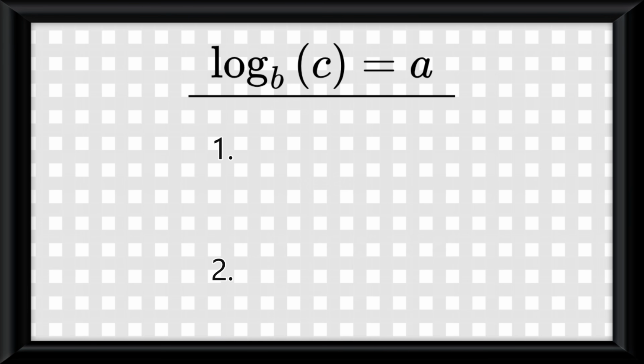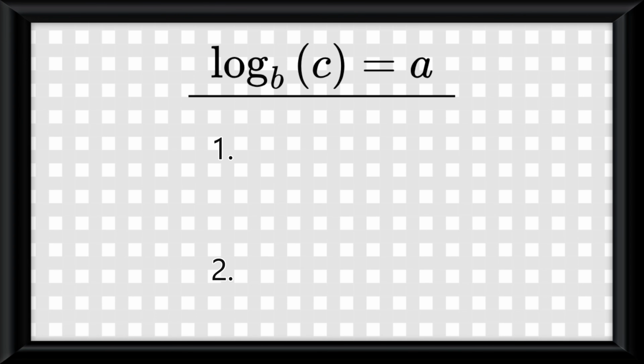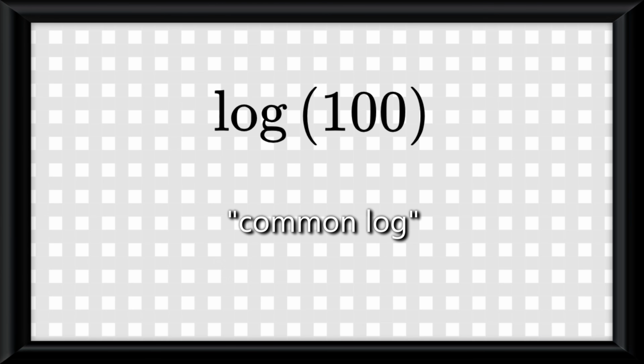There are two rules of logarithmic expressions. They are as follows. B has to be positive and b cannot be 1. And also, if you ever see a log with no base or b, it is known as a common log, and the base is automatically 10. The reason for this is something to do with science or something.